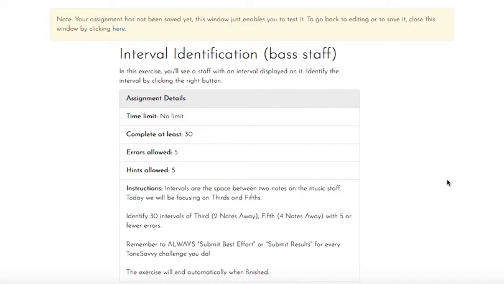Now today we're looking at intervals of a third, which is again 2 notes away, or a fifth. This is our new one that is 4 notes away. So you are going to see only those two, no unisons today. We are doing 5 errors or less, completing 30 of our intervals. And even though it does say that there's some hints allowed here, this exercise does not actually have a hint button. So you're just going to have to count really carefully.